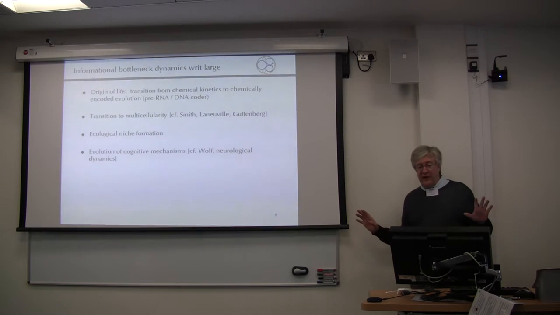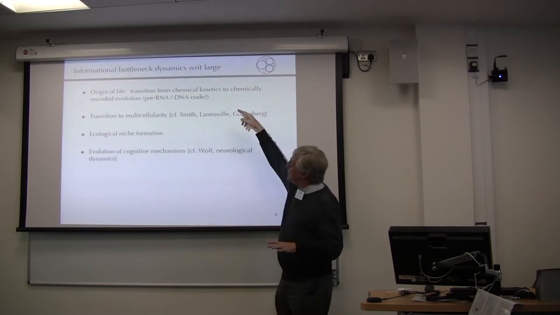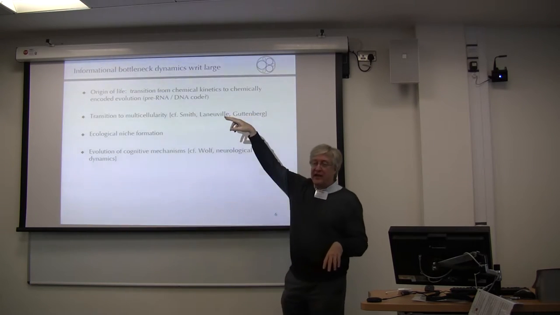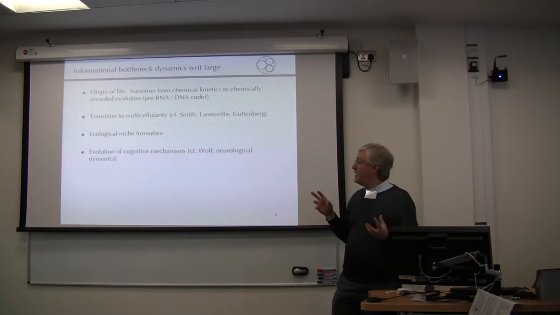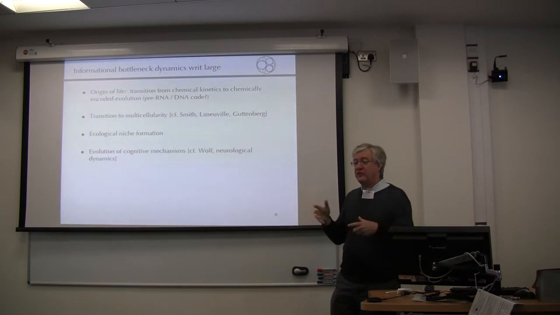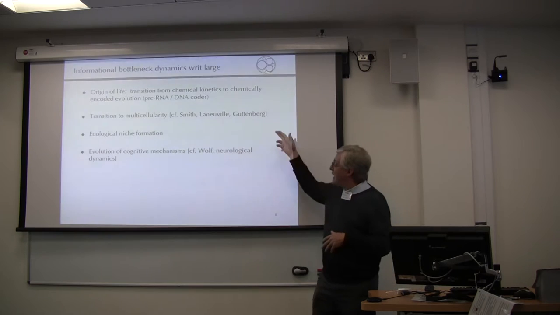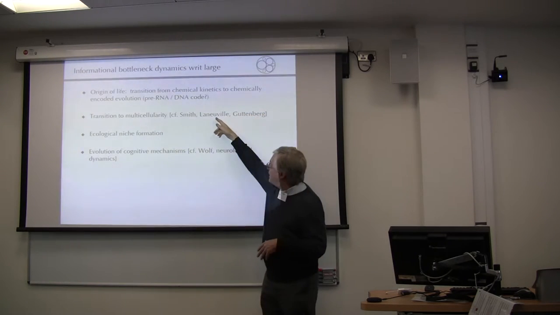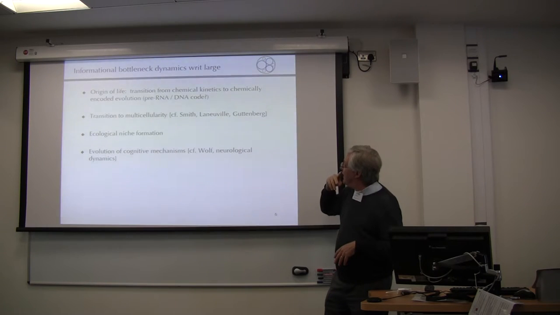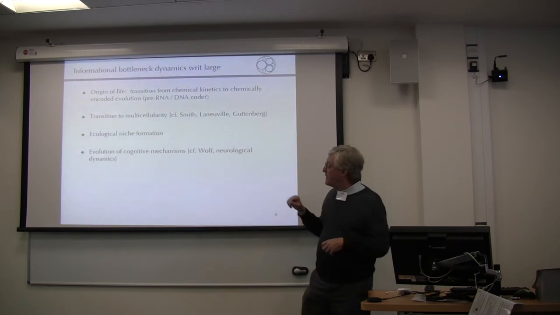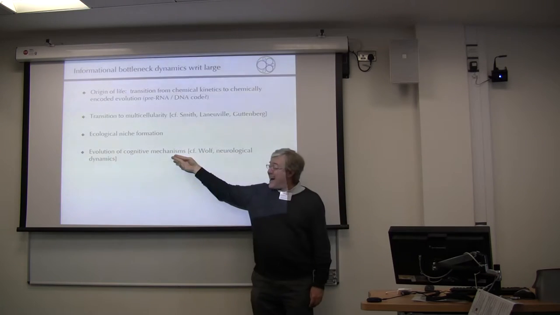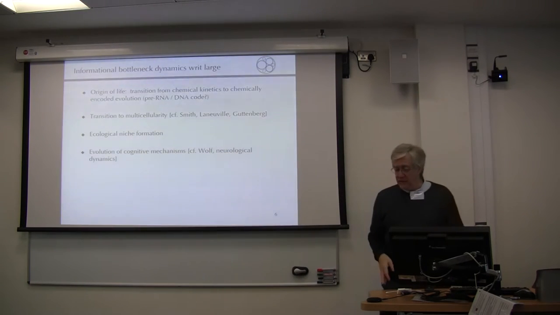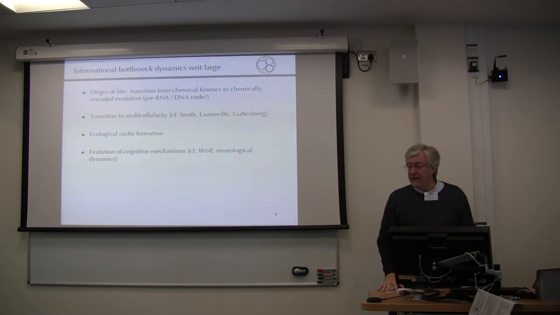So this is the end, and basically I'm thinking of this first as an origin of life study, but I think that this kind of dynamical phenomenon and the informational bottlenecks may be applicable to other kinds of transitions in evolution, like it's been studied by three of my coworkers in Tokyo for the transition to multicellularity. I think it's also applicable in larger scale ecological niche formation, and even in evolution of cognitive mechanisms like complex neural network dynamics.